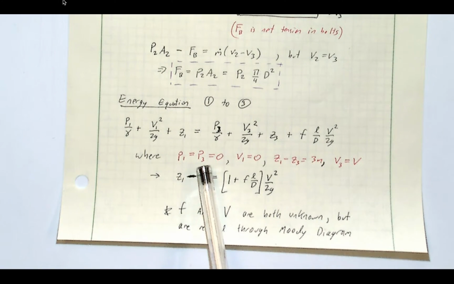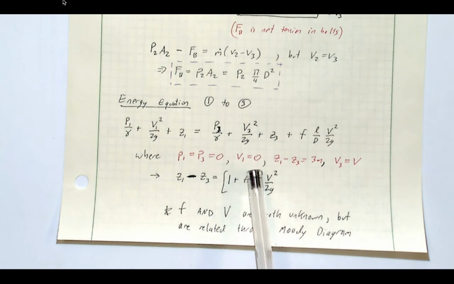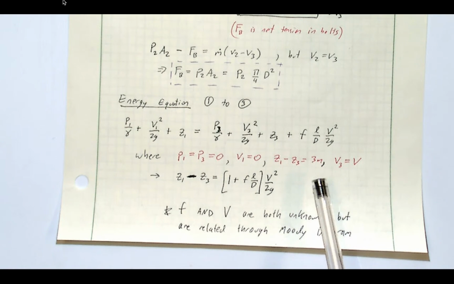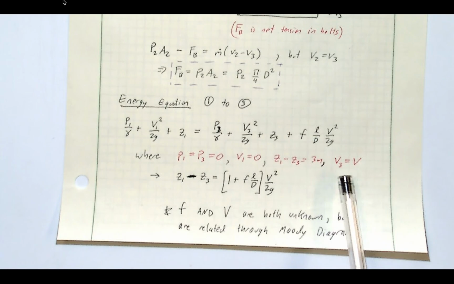Here, pressure at 1 and 3 are both atmospheric, so that cancels out. Our velocity, it's a big tank, so we assume that's pretty close to 0. The elevation change is 3 meters as given in the problem statement. And our velocity at 3 is equal to the velocity throughout the entire pipe.